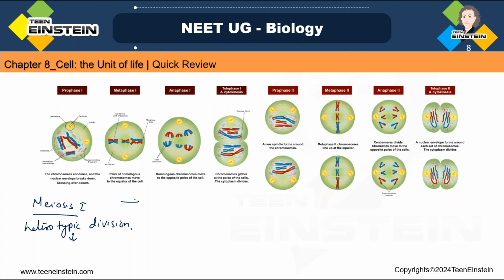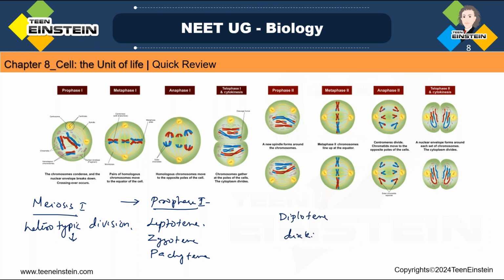Prophase is very complex in meiosis 1. So prophase 1 is divided into different stages: leptotene, zygotene, pachytene, diplotene, and diakinesis. Okay, so leptotene, zygotene, pachytene, diplotene, diakinesis.